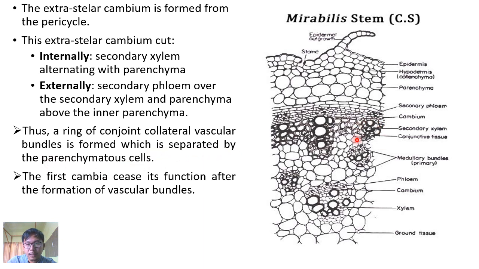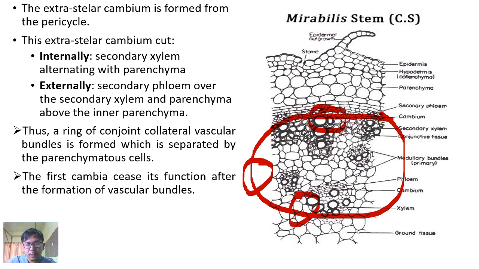So this is one bundle, and this is another bundle. They will form a ring-like structure. This is a vascular bundle, and they will be arranged in a ring-like structure. This is what they mean by collateral. In the vascular bundle, the upper side is phloem, the lower side is xylem, and the middle will be cambium.